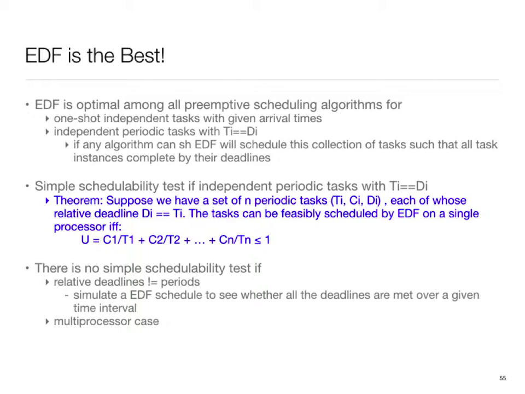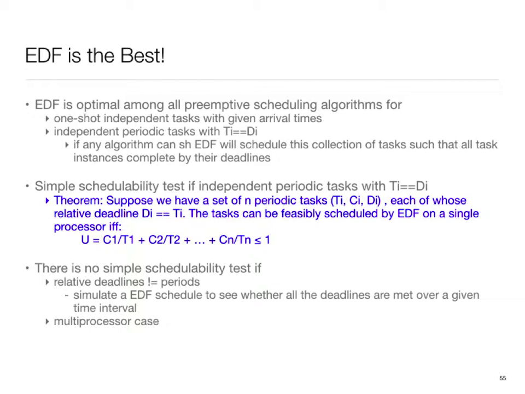Those situations, as well as if I have independent periodic tasks with Ti equal to Di, which was the same situation we had when we started discussing rate monotonic. If a set of periodic tasks have their relative deadline equal to the period, then EDF is optimum in the sense that if any algorithm can schedule that collection of tasks, then EDF can also.